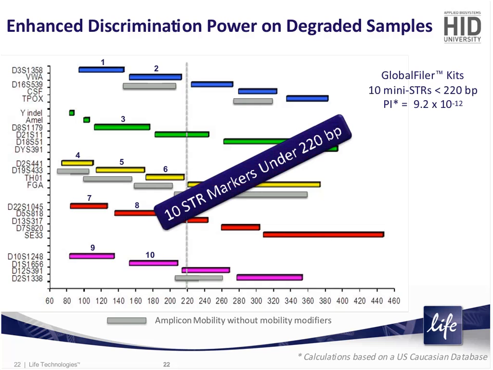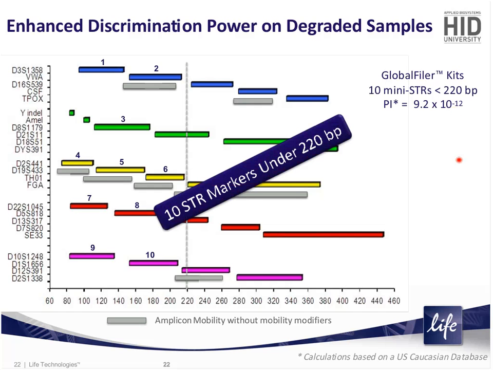And when you look at the discrimination power of these 10 loci, which are entirely below 220. There are some additional loci that span that particular size range, but these 10 are completely below that level. We have a probability of identity based on some preliminary calculations of about 9.2 times 10 to the minus 12.